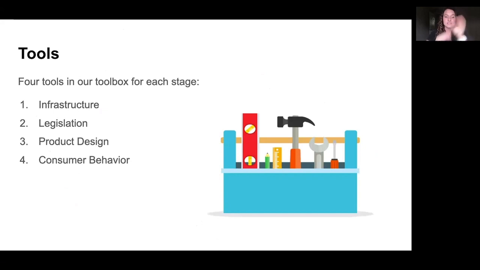So we have our 3 stages. Within each of those, we have these 4 tools in our toolbox that we can use to bend that linear system into a circular one. So our solutions can come from infrastructure, legislation, product design, and consumer behavior. So we can use all 4 tools in each of those stages. So in this webinar, we'll look at each of our circles from the previous slide, and then we'll look at these 4 tools and how we can apply them and use them in that particular stage.